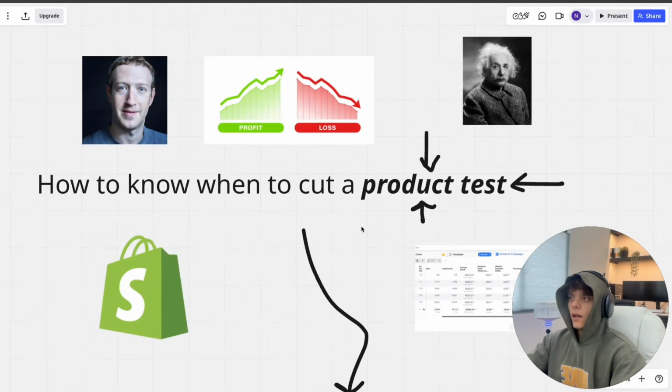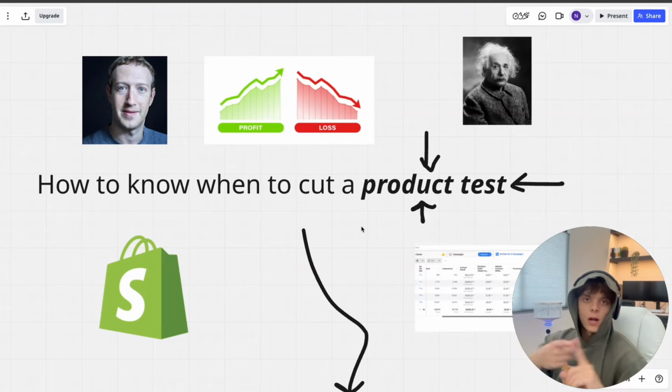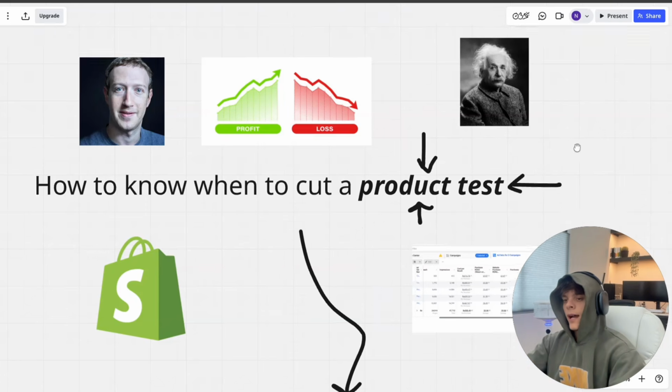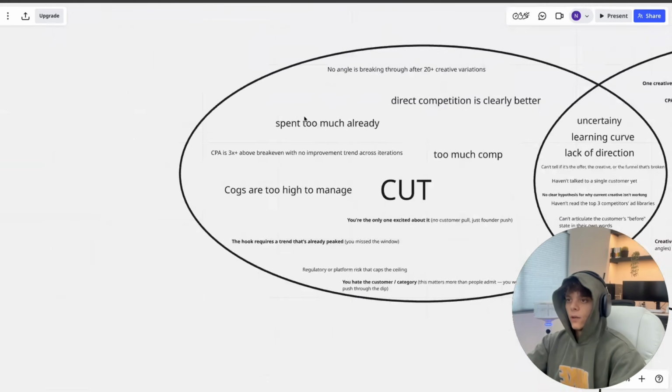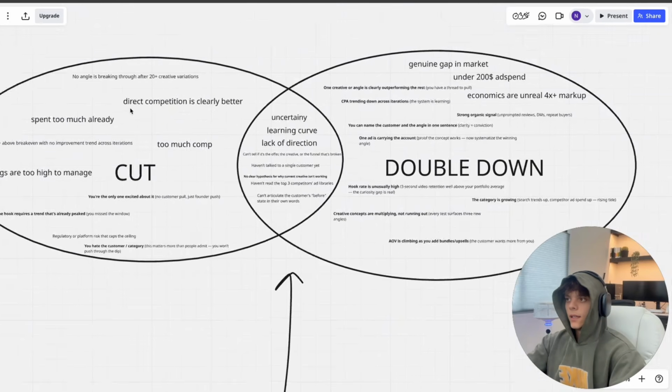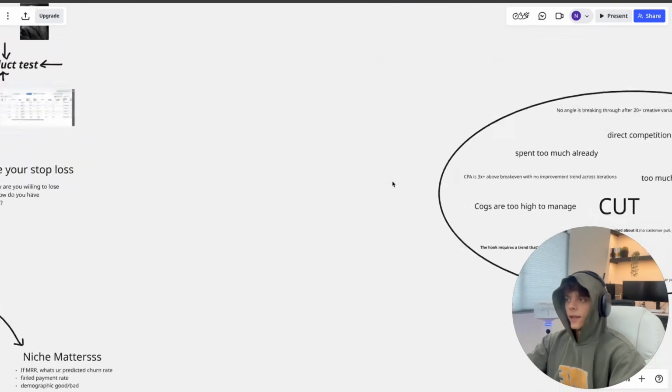So throughout this video, I'm going to give you guys kind of like a step-by-step process that I recommend everybody go through. It could be for MRR product, it could be for a normal product, pretty much any product. This is what you want to look at, and then at the end we're going to go over kind of like a decision-making thing right here, little Venn diagram that I created for you guys.